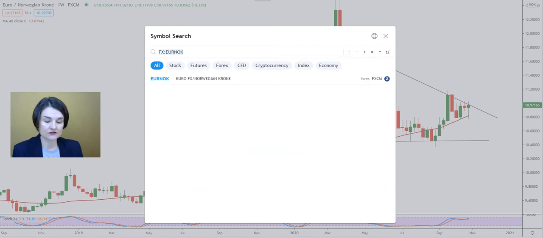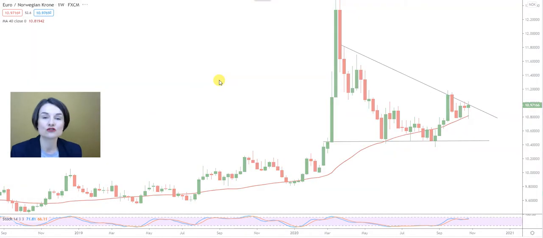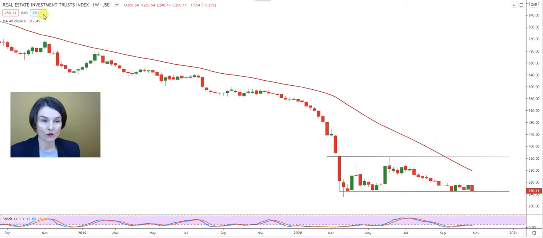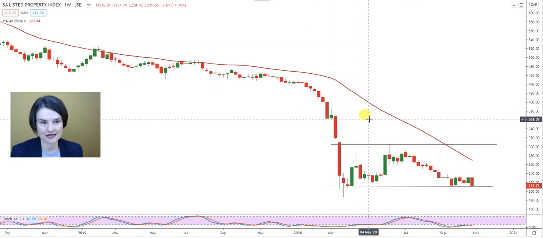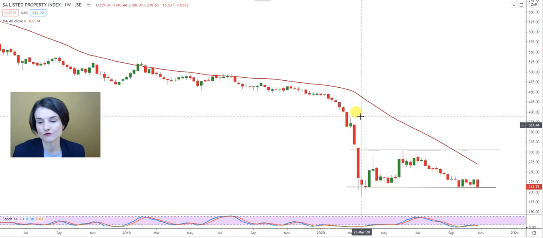Rashad asked an interesting question. He asked about property in South Africa. And Rashad, there are two indices that I want to highlight tonight. The one is the J253, that's the Real Estate Investment Trust Index. And I also want to just show you the SA Property Listed Index, which is the J253 index. So they almost look exactly the same, so I'm going to stick with the J253 index.